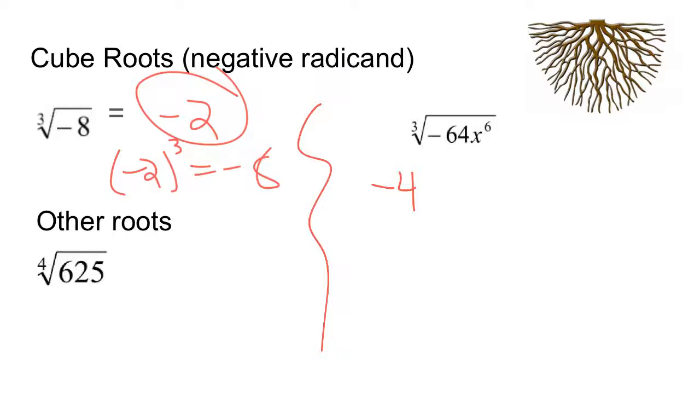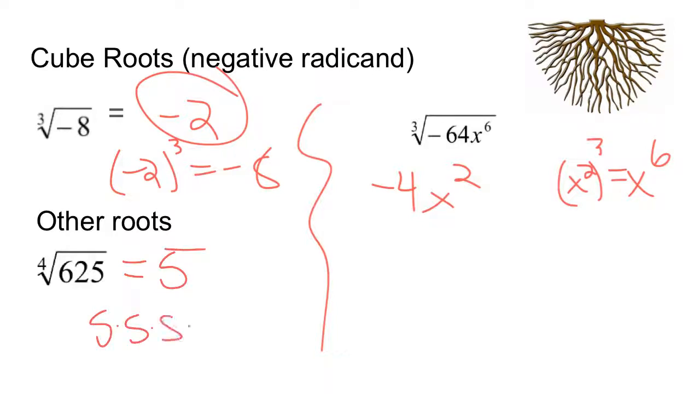Now you have to ask yourself, what to the third power gives you x to the sixth? And we'd have to have an x squared in there, because 2 times 3 makes that 6, so 3 groups of 2. So the answer here is negative 4x squared. We can also have other roots. We can have the fourth root, for example. So we ask ourselves, what to the fourth power equals 625? And the answer is 5, because 5 times 5 times 5 times 5, 4 of them, is 625.